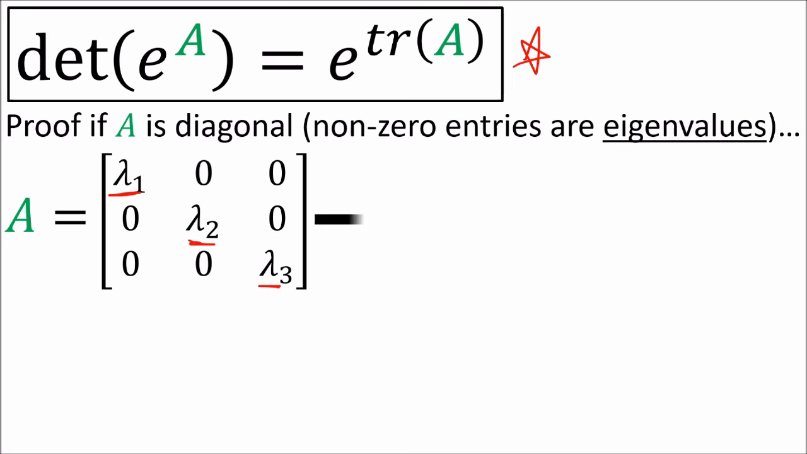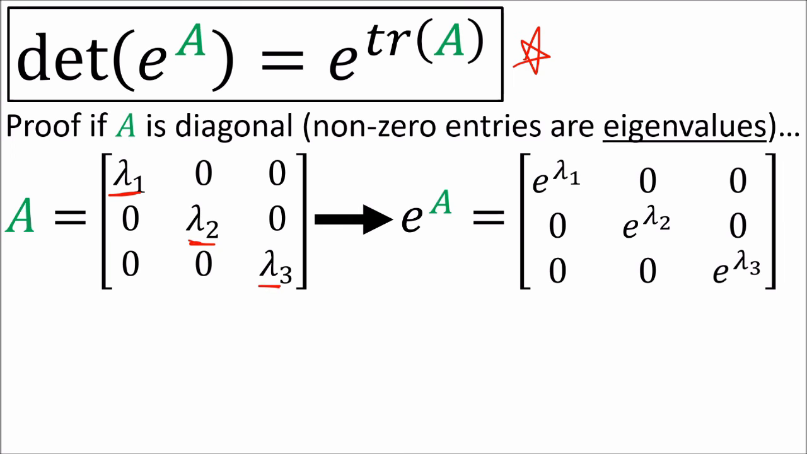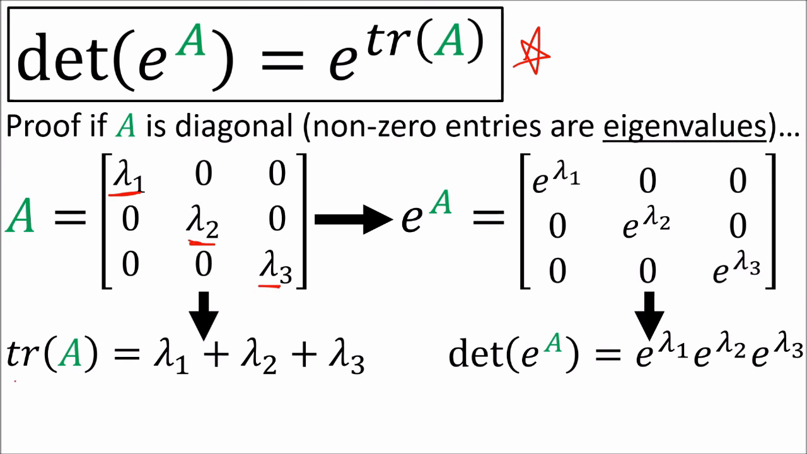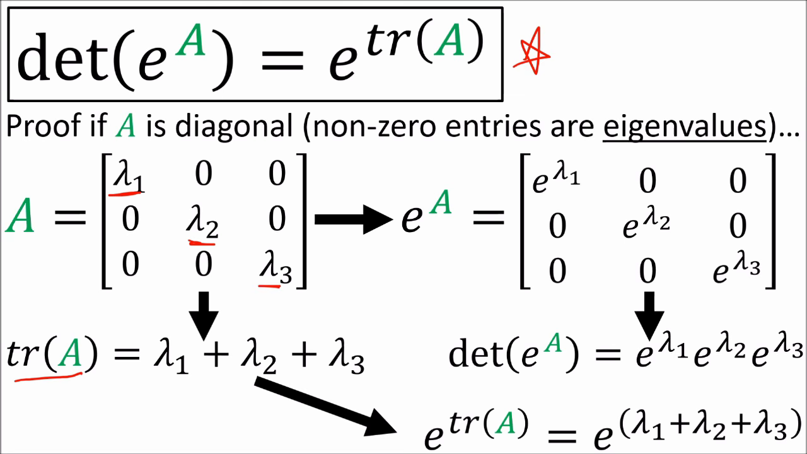In this case, e to the A just means taking the exponential of the individual diagonal elements. And the determinant of this matrix would just be the product of the diagonal elements. On the other hand, the trace of A is just the sum of the diagonal elements. And if we exponentiate this sum, we see it is equal to the determinant we calculated before, if we use basic exponent rules.